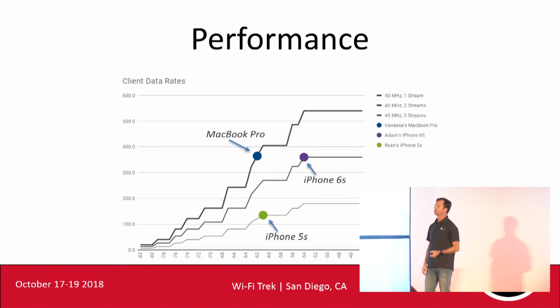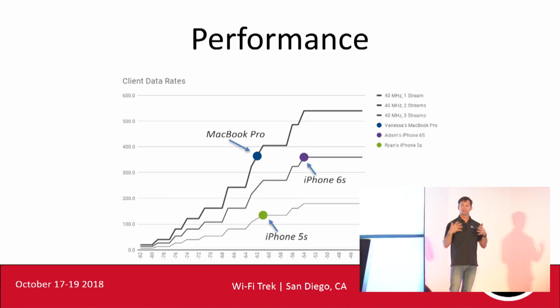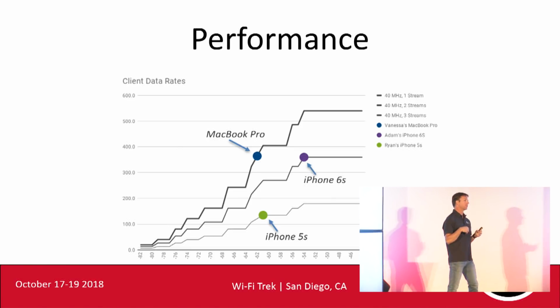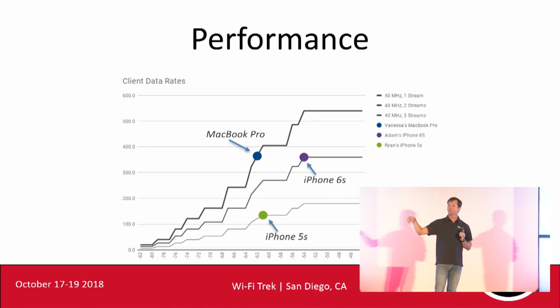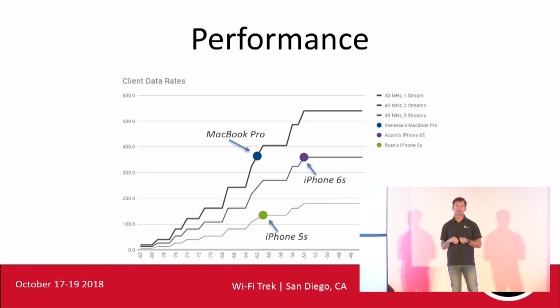If we put some actual clients on here, we can see how different clients interact and how all of these things impact the different clients. So this is in our office. It's showing my iPhone 5S. It's showing Vanessa's MacBook Pro, and then Adam's iPhone 6. Adam kind of sits next to us. So I'm about 15 feet away from the access point, pretty close. There's one wall between the access point and me. Vanessa's office is a couple doors down, and so there are a couple more walls in the way. And then Adam kind of sits in the hallway and has more line of sight to the access point.